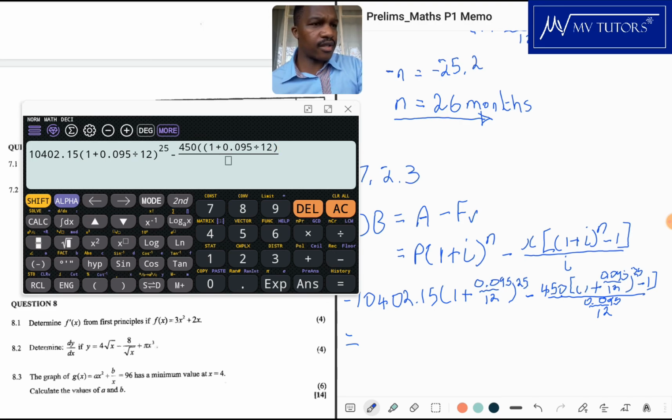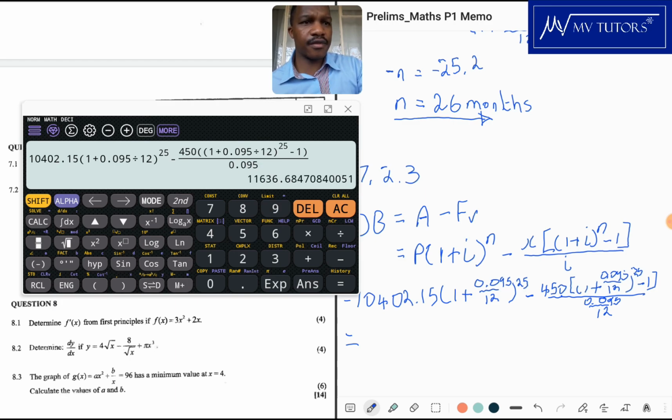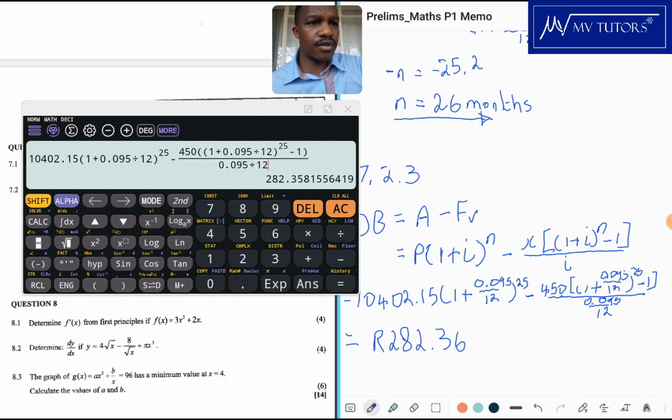Close that second bracket, to the power of 25. We come downstairs, subtract 1, close that bracket. Then we come downstairs again, 0.095 divided by 12. And what do we have here? Our final amount comes down to 282 point, because it's money, 2 decimal places, 36 cents. So that's the outstanding balance right there.